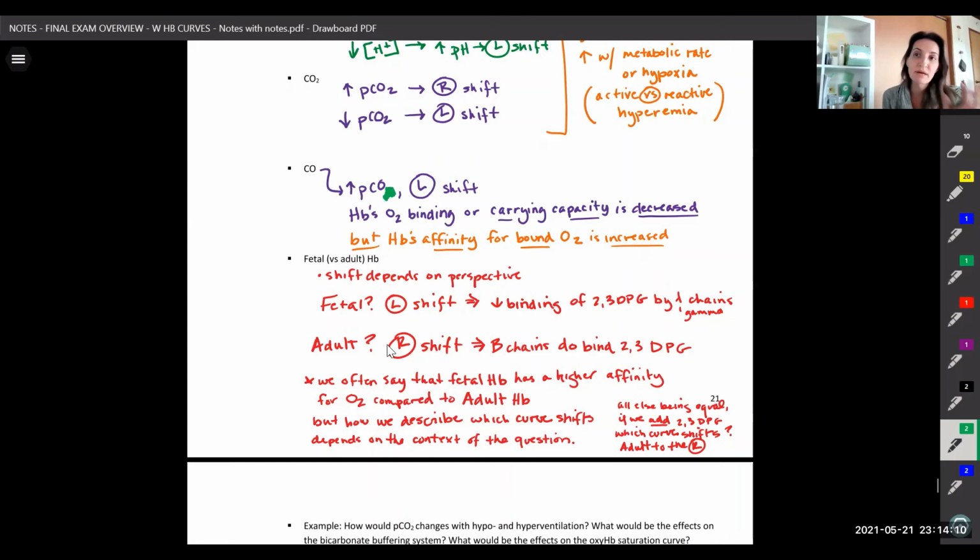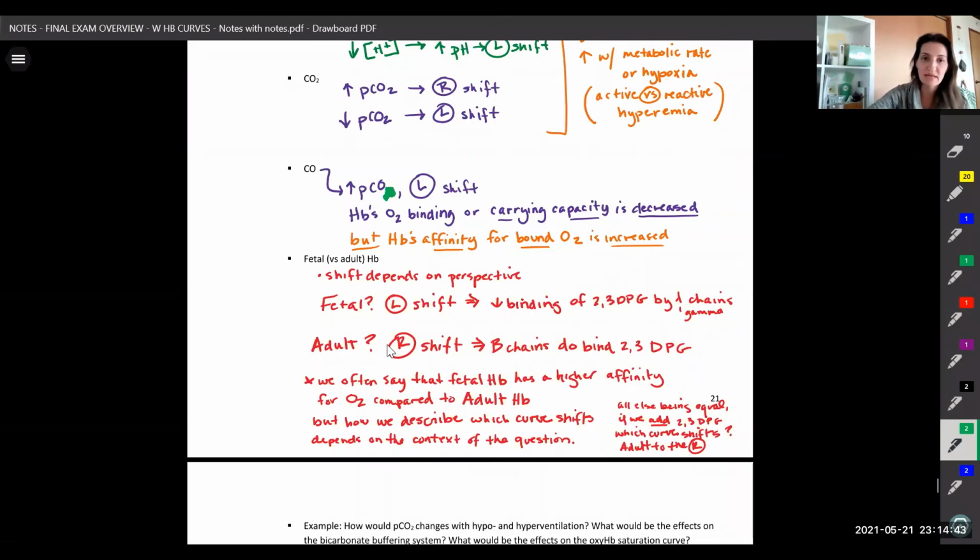If I ask you, compared to fetal hemoglobin, the adult hemoglobin shows what type of shift compared to the fetal? It looks like the adult is shifted to the right. So we say a right shift. The beta chains do bind 2,3-DPG. And this way that will give us overall a decreased affinity of hemoglobin for oxygen.